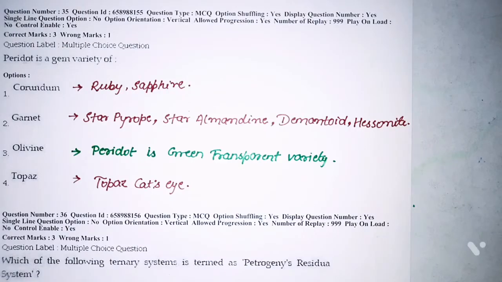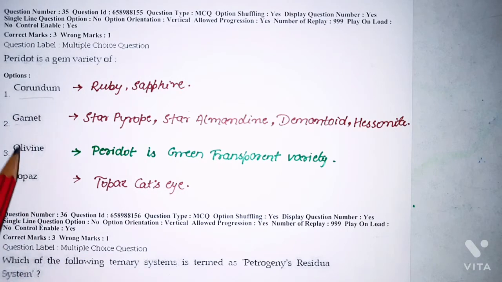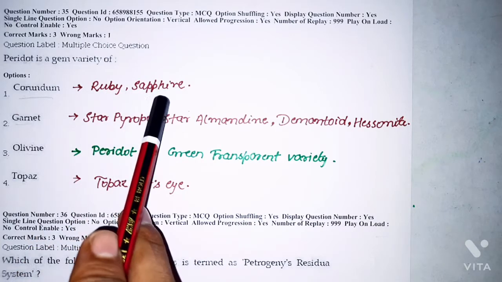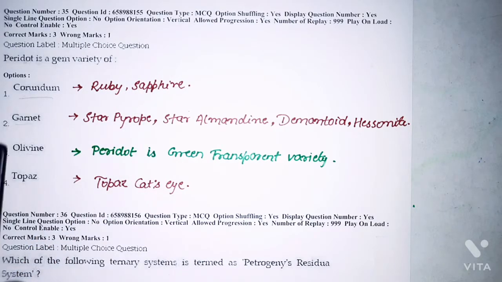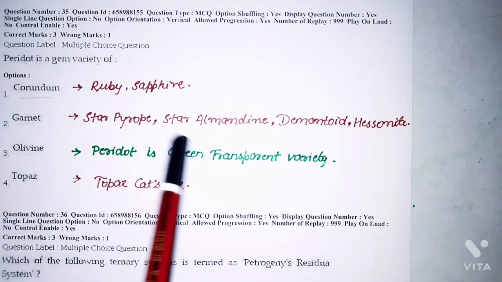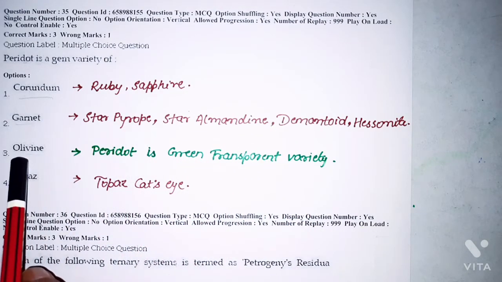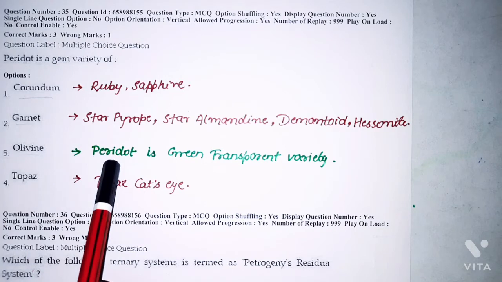Okay, next question is, peridot is a gem variety of what? So, to answer this question, you should know the gem varieties of all these four minerals: corundum, garnet, olivine, and topaz. Okay, so corundum has two gem varieties, ruby and sapphire. Ruby is the red gem variety of corundum, while sapphire is the blue variety of corundum. Garnet has star pyrope, star almandine, demantoid, and hessonite as gem varieties, while olivine has peridot, which is a green transparent variety of olivine, and this is a gem variety.